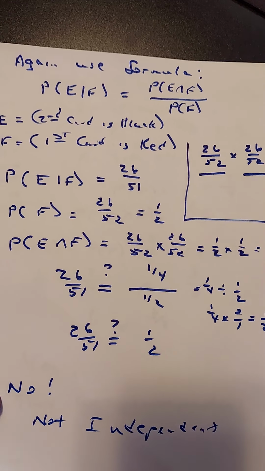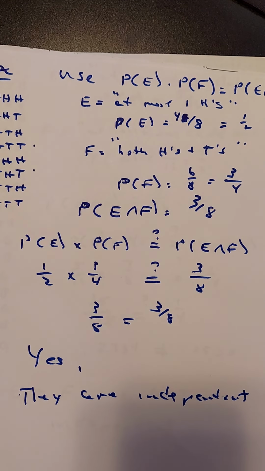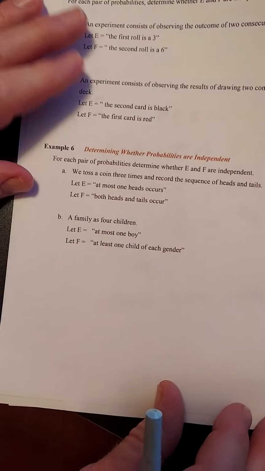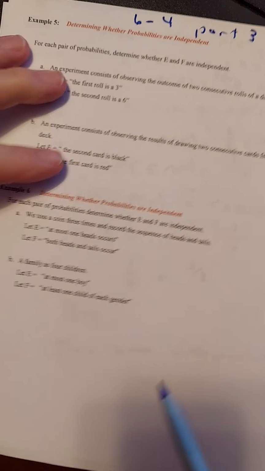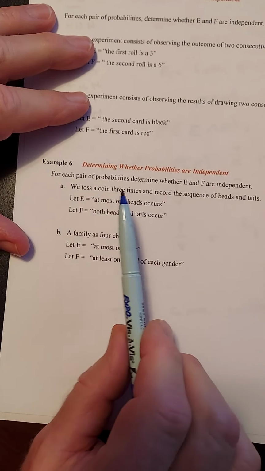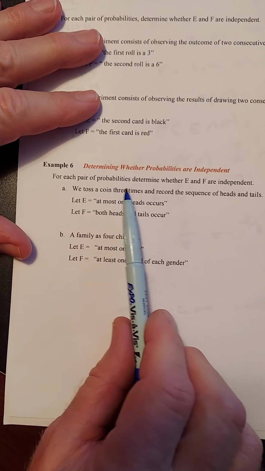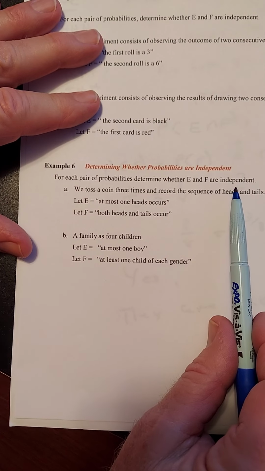Okay, so now let's go on to number 6. Example 6 says determine whether the probabilities are independent. Now we're going to use the other formula. For each pair of probabilities, determine whether E and F are independent.